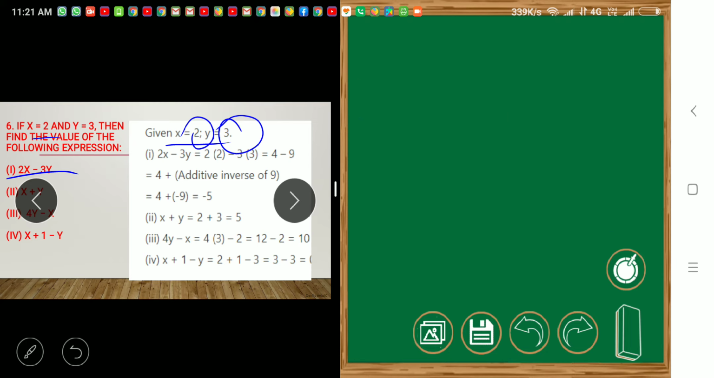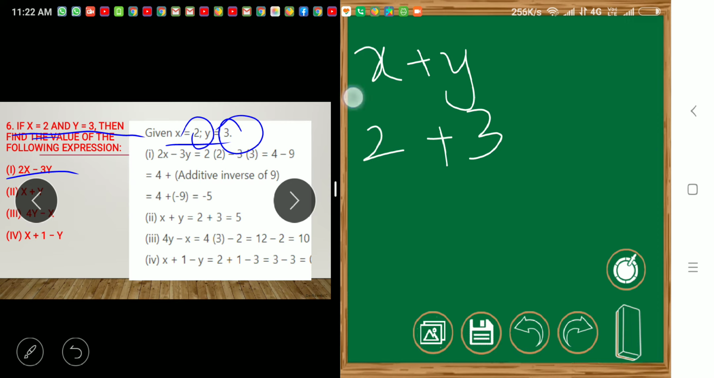Next question is x plus y, we need to find. What is the value of x given? 2. What is the symbol given in the question? Plus. The value of y is 3. These are all given in the question. I am not taking anything new. It is given in the question. If the value of x is 2 and the value of y is 3, find x plus y. So 2 plus 3 gives you 5. This is how we can find it.